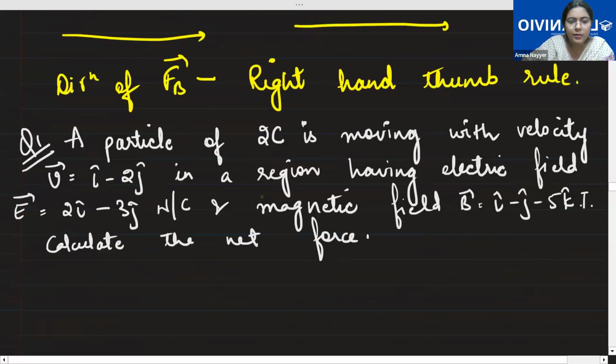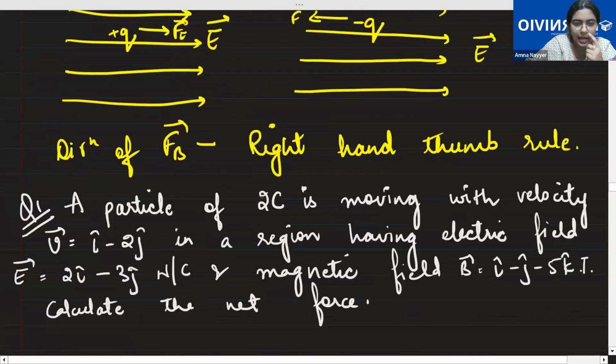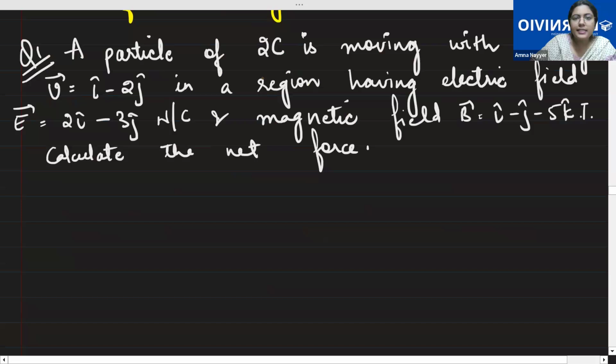Okay, we'll see this question. Now you take the screenshot till here, and let's practice this numerical. First, let us practice, then you can take the screenshot. This says a particle of 2 coulomb is moving with a velocity of i cap minus 2 j cap, and the electric field is, magnetic field is given. It says calculate the net force.